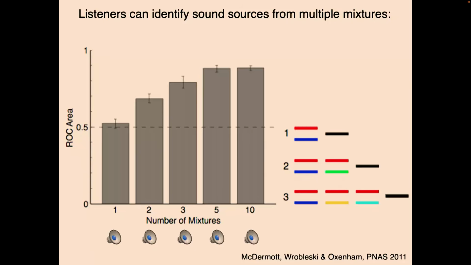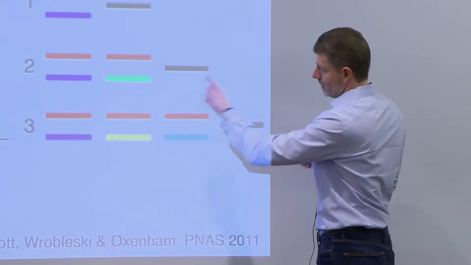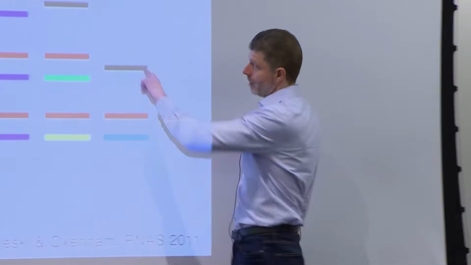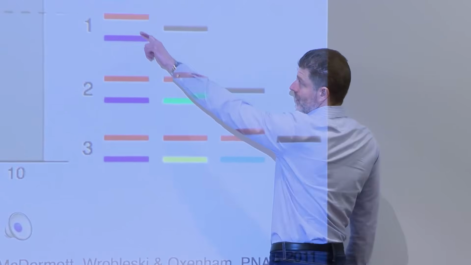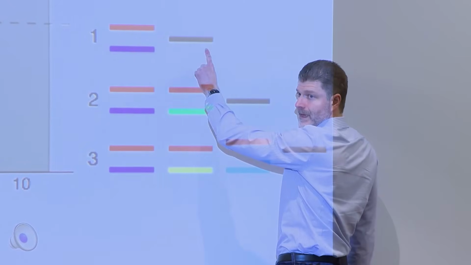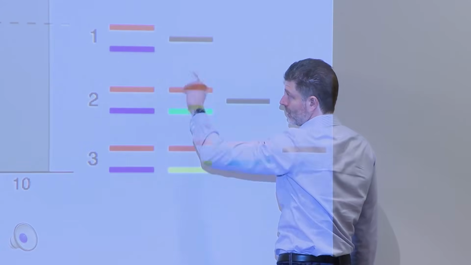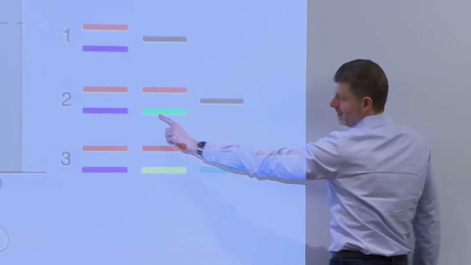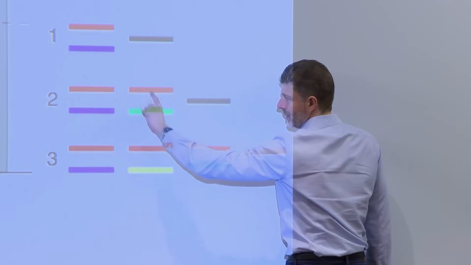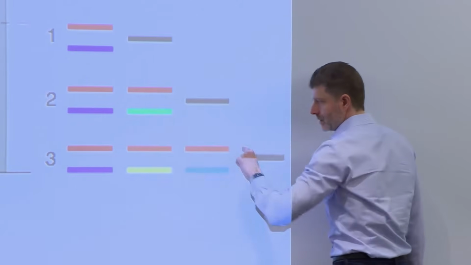However, if you present the target sound repeatedly, and these are schematics of how this works, you're able to hear it out really well. So you just heard this. We have the target sound in red, a distractor in blue, and then a probe sound in black. And this was actually pretty hard. But let's think about what would happen if we have the target repeated twice, each time paired with a different distractor, or 3 times, or 5 times, or 10 times.